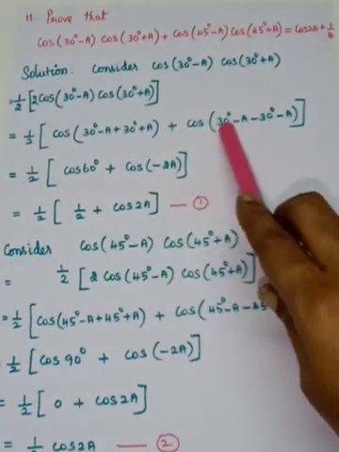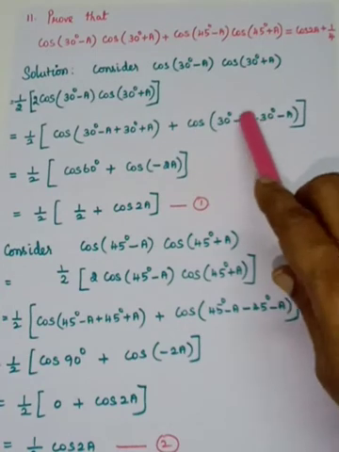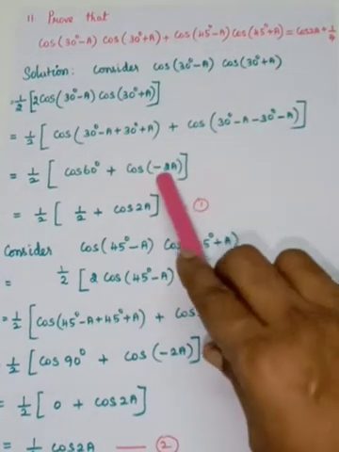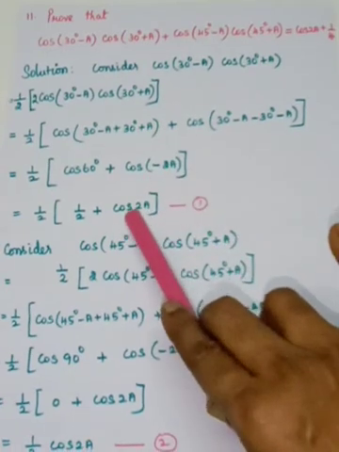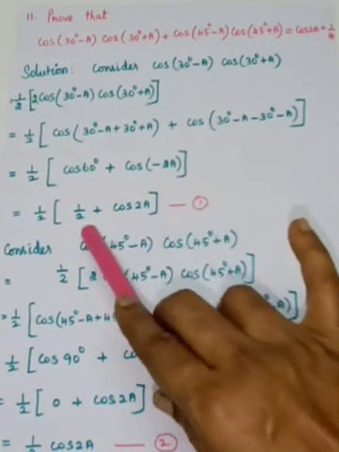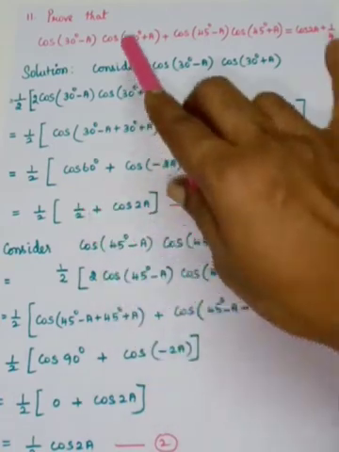And 30 degree minus 30 degree is getting cancelled. Minus A is minus 2A. Again cos of minus theta is cos theta. Cos 60 degree is 1 by 2. So we have found the answer for the first term.